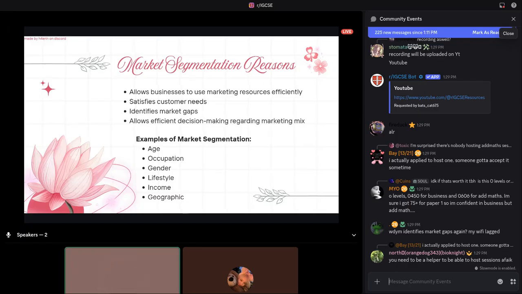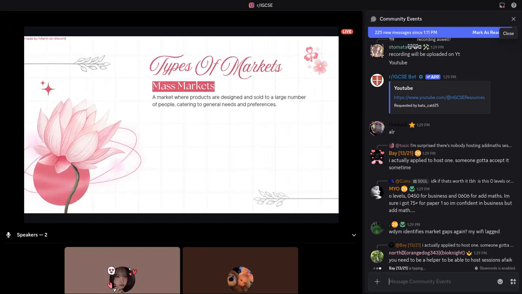Furthermore, these are often asked in past papers. So of course, mass market, niche markets, these are the core pillars when learning the marketing chapter or section. So first, you would need to know what is a mass market.